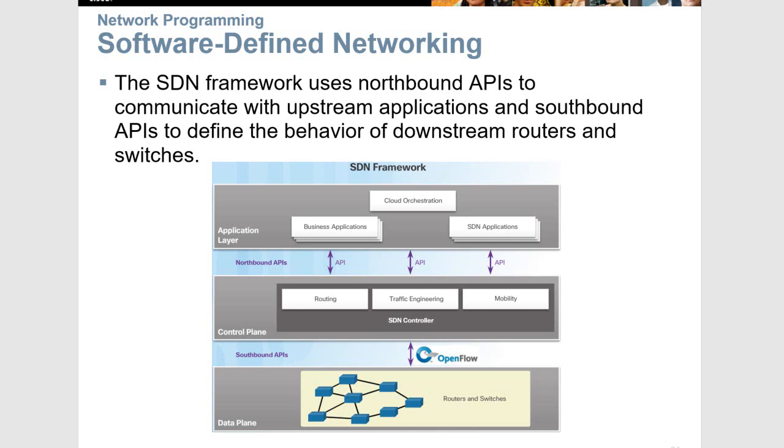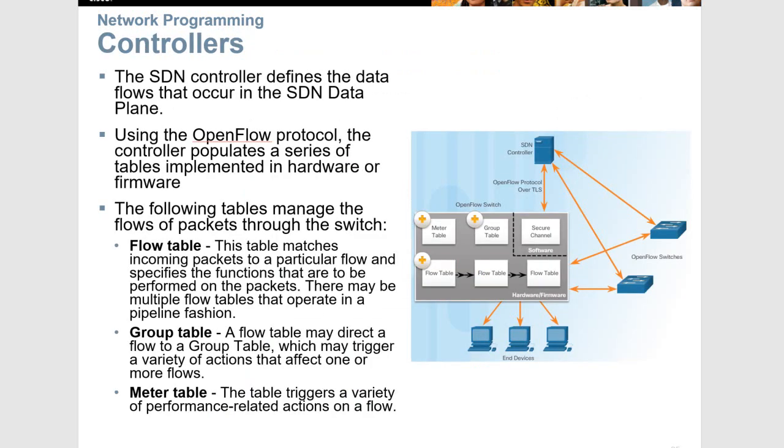Traffic in a modern data center is described as north-south, going between external data center users and the data center servers, also defined as east-west, which means going between data center servers. Going on to controllers, the SDN controller defines the data flows that occur in the SDN data plane. Using the OpenFlow protocol, the controller populates a series of tables implemented in hardware or firmware. The following tables manage the flows of packets through the switch.